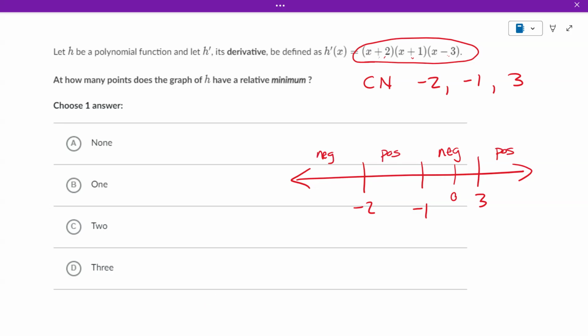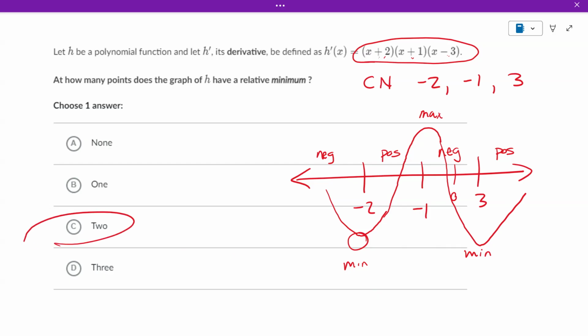Okay? So if the slope goes from negative to positive, what is this point called? A minimum. It's a relative minimum. When the slope goes from positive to negative, it's a maximum. When the slope goes from negative to positive, it's a minimum. How many minimums do I have? 2. How many maximums do I have? 1. 1 relative max, 2 relative mins. See how that works?